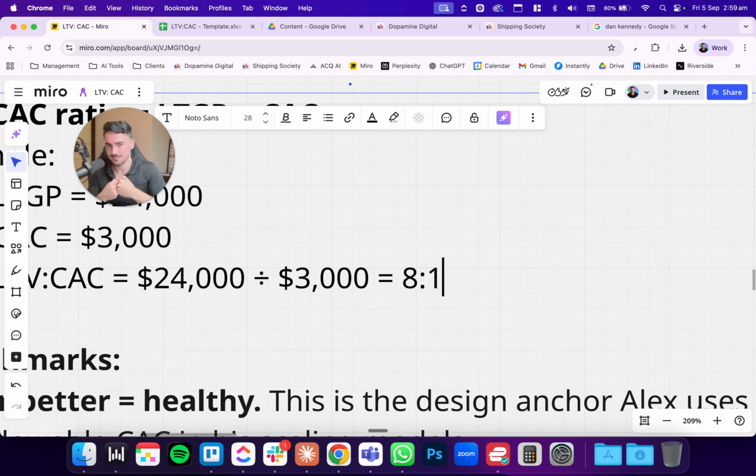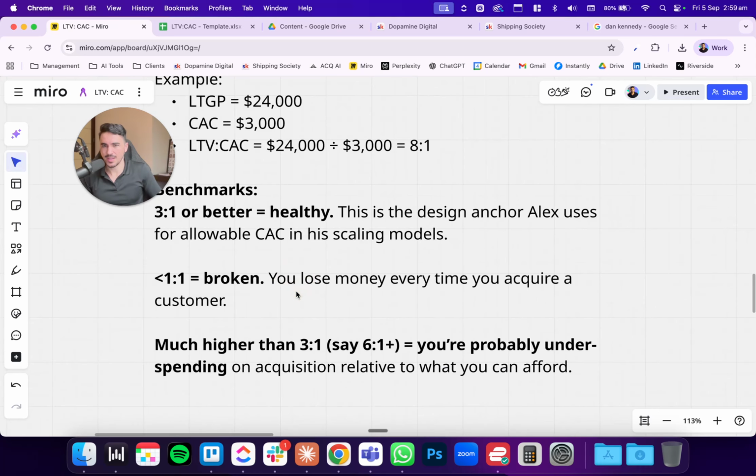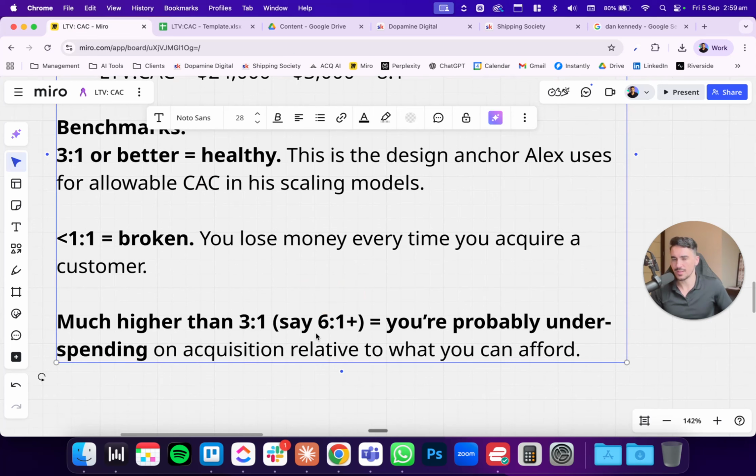Now, benchmarks, like I said: 3 to 1 or better is healthy, anything below 1 to 1 is broken, and anything much higher than 3 to 1, like 6 to 1, you're probably underspending.